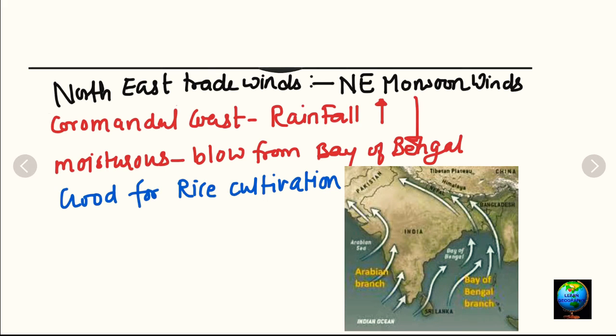The Coromandel coast in Tamil Nadu gets rain in winter brought by northeast monsoon winds. Actually, these are northeast trade winds which are prevailing winds. They pick up moisture from the Bay of Bengal, and because of which they bring rainfall to these regions. When they strike against the coast of Tamil Nadu, they shed their moisture and cause heavy rainfall. This rain is very important for rice cultivation in this region.